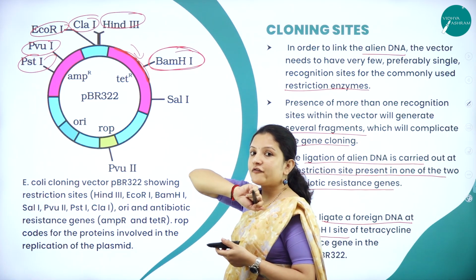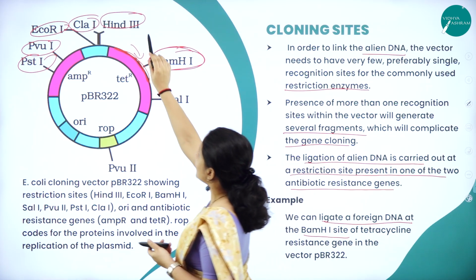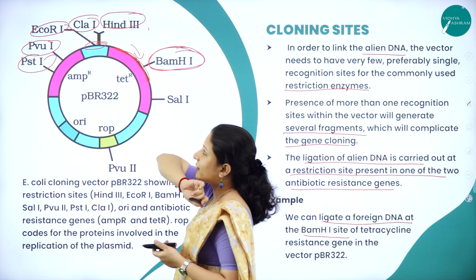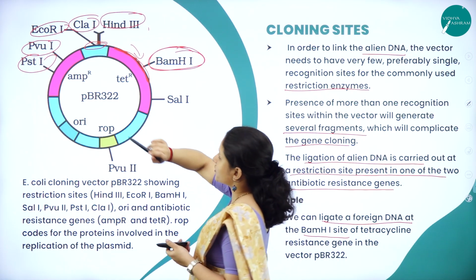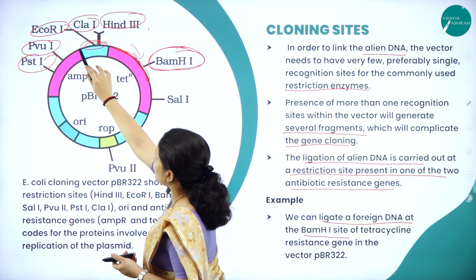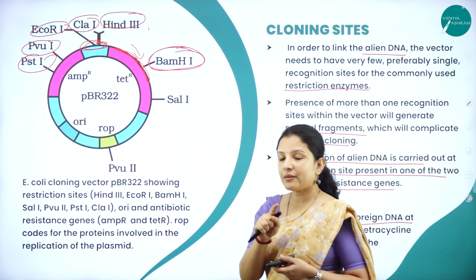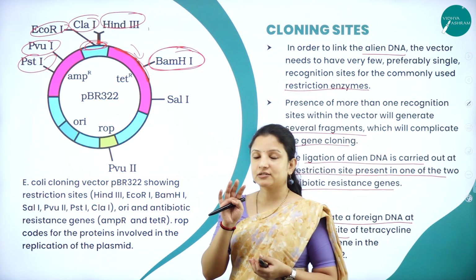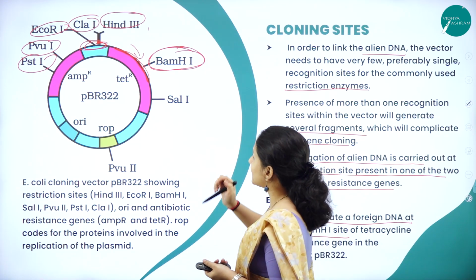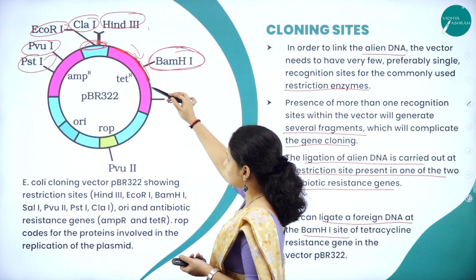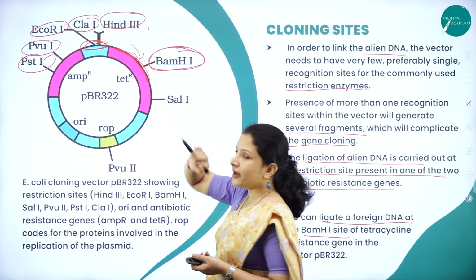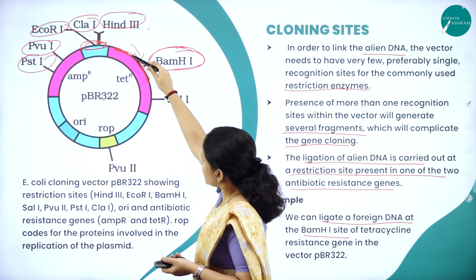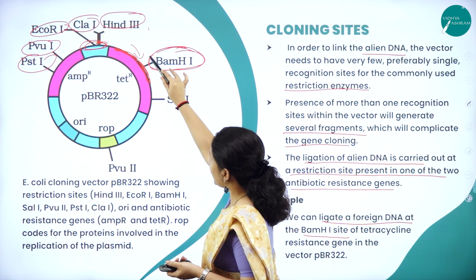If it was capable of recognizing the restriction endonuclease HindIII, the foreign DNA would go and bind here. If it was capable of recognizing the EcoRI restriction enzyme, then also the foreign DNA would go and bind here. But here, according to your textbook, I am taking the example of the restriction endonuclease enzyme that is capable of binding in this cloning site, this region. Therefore, the BamHI restriction endonuclease enzyme will be recognized by this particular cloning site. It will go and bind there.